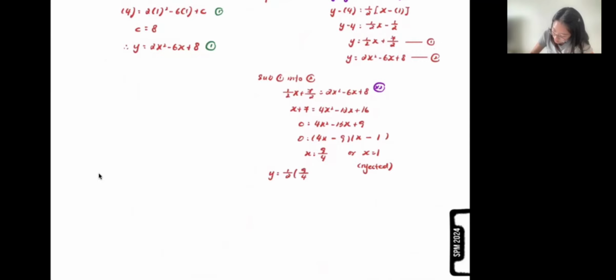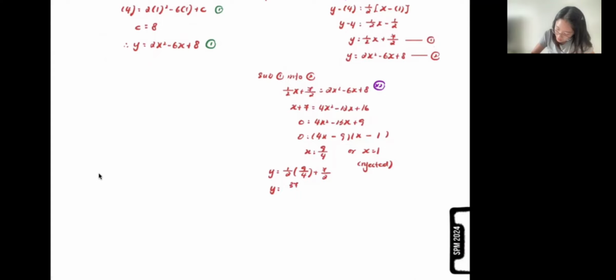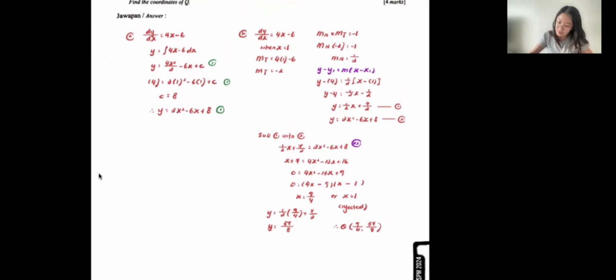Okay, 1/2 times 9/4 plus 7/2. Okay, this is 37/8. Okay, don't leave your answer like that. You need to write in coordinate form. So Q is (9/4, 37/8). Ta-da! Okay, so 4 marks over here, right?